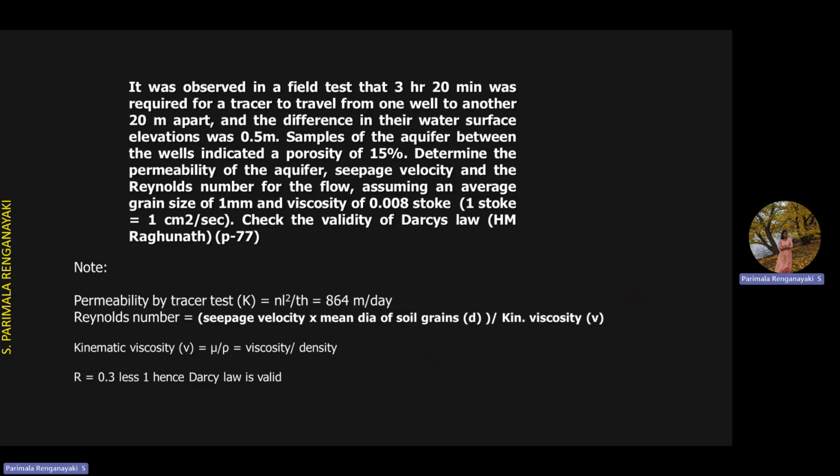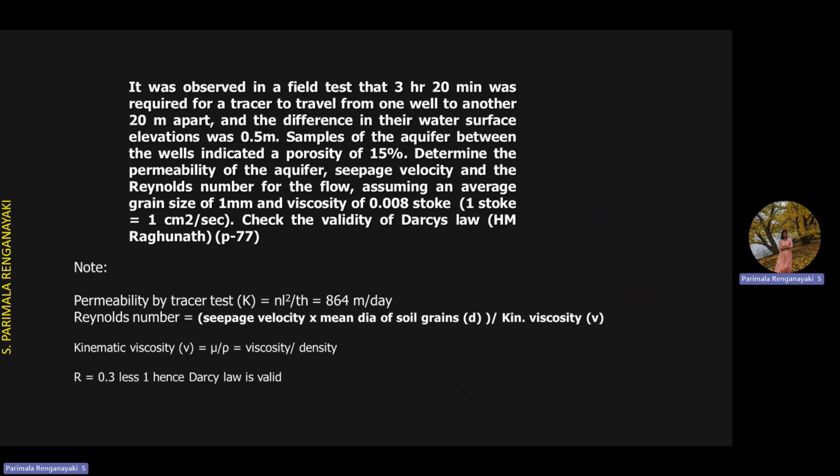which will help to understand how water is moving from one place to another. The tracer travels from one well to another, which is located 20 meter apart, and the difference in their water surface elevation was 0.5 meter. Samples of the aquifer, sample meaning the soil or the geology which is present. The geology of the aquifer between the wells indicated a porosity of 15%. Determine the permeability of the aquifer.